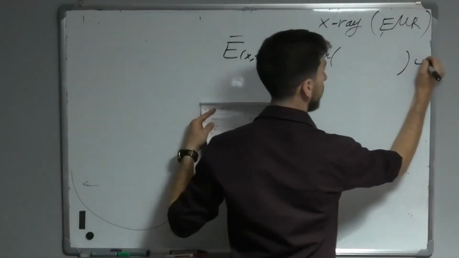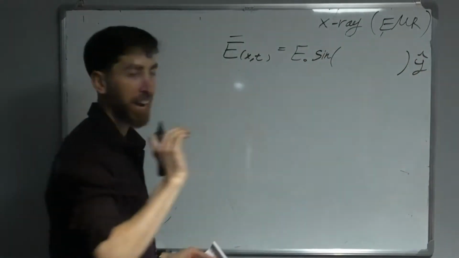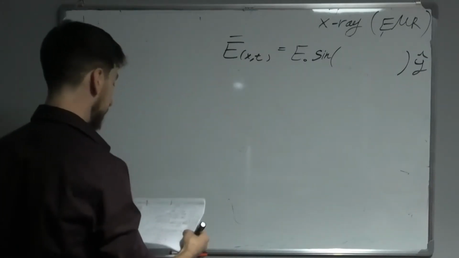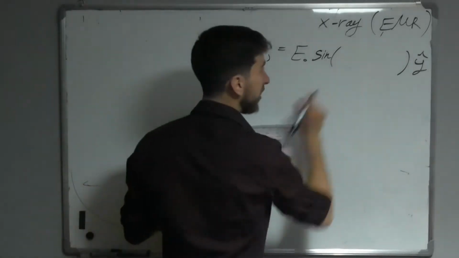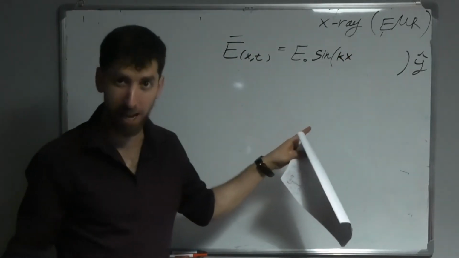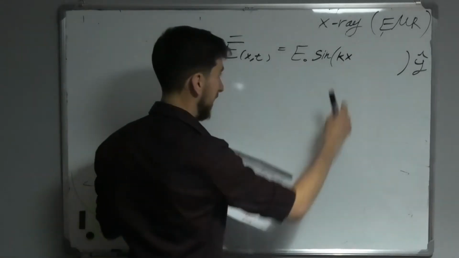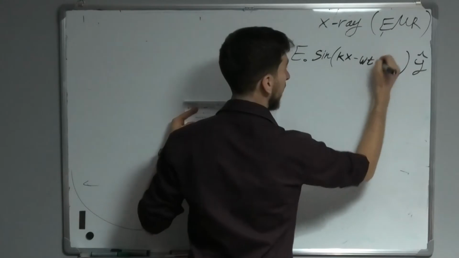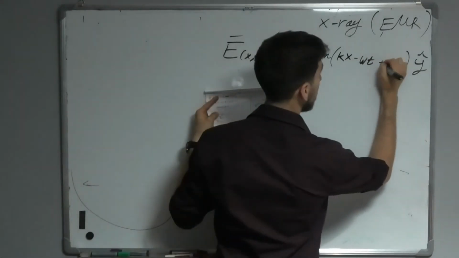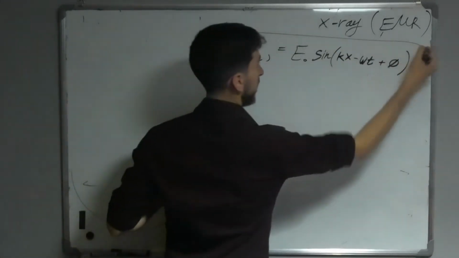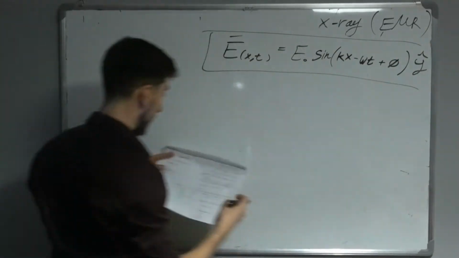And this is a vector that's changing in the y direction. Okay, soon everything's gonna be clear, I promise you. So there's a change in space, kx. Remember this k? Yes, this is it. And there's a change in time, minus omega t plus phi. Okay, so let's draw what's going on.